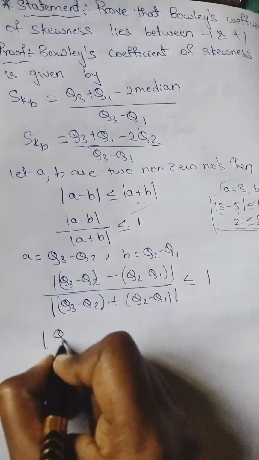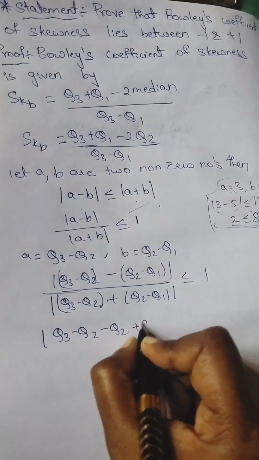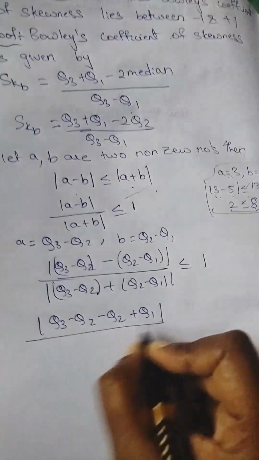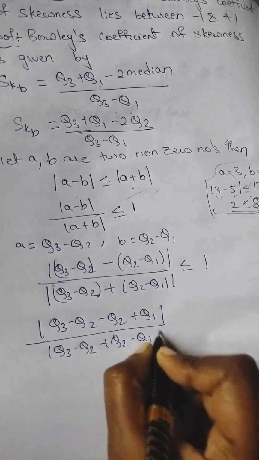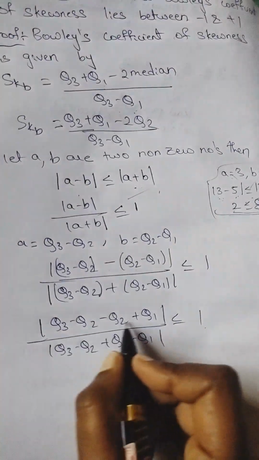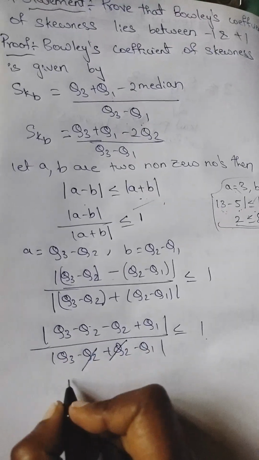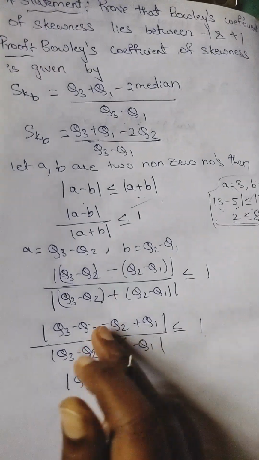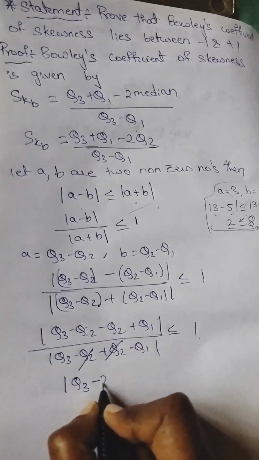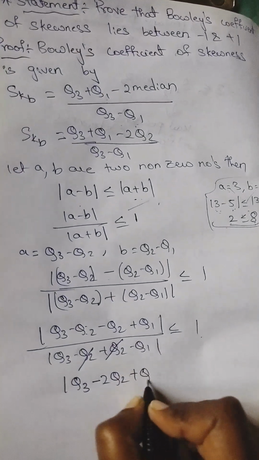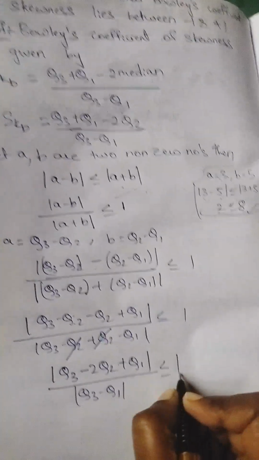Now solve this. In the numerator q3 minus q2 minus of q2 minus q1, minus into minus is plus, so plus q1, divided by q3 minus q2 plus q2 minus q1, less than or equal to 1. Any cancellations possible here? Minus q2 plus q2 we can cancel. In the numerator we are left with q3 minus q2 minus q2. Both are minus, you can add them and you will get q3 minus 2q2 plus q1 divided by q3 minus q1, mod, less than or equal to 1.